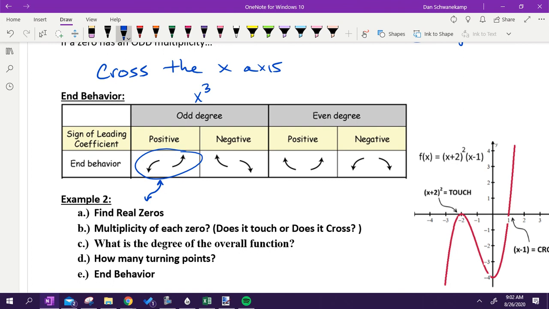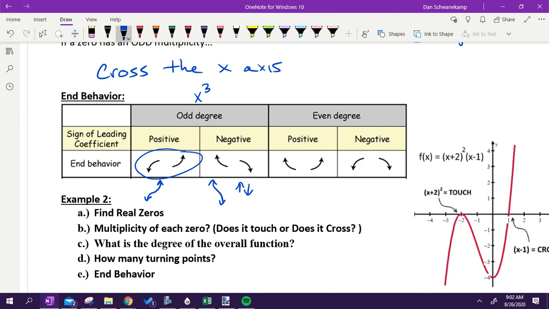If you have an odd degree and it's negative, so think of a negative x cubed graph. Show me with your arms. What does negative x cubed look like? You just flip it. You're doing this shape. Oh my gosh, a better shape than that. Maybe that. So in that case, you start up and you end down. I don't care if it's cubed or to the 5th power or to the 7th power. If you are odd and you have a negative leading coefficient, then it's going to open down like that.